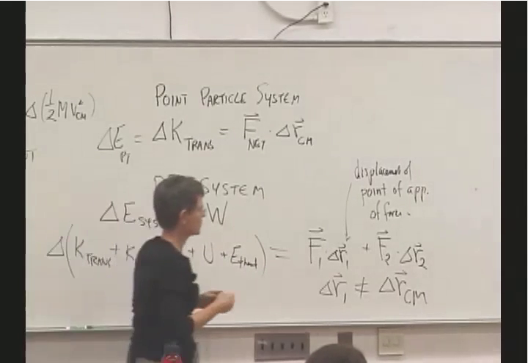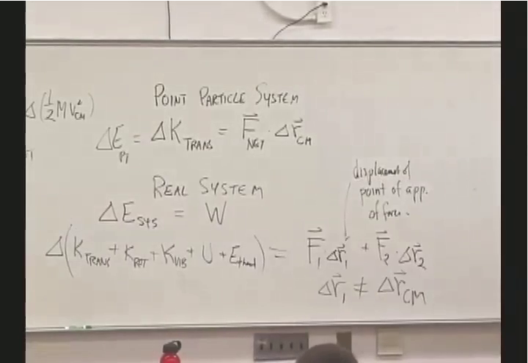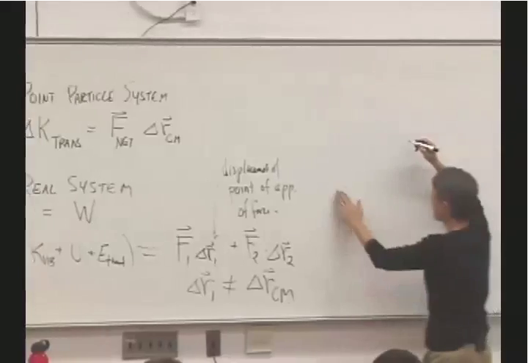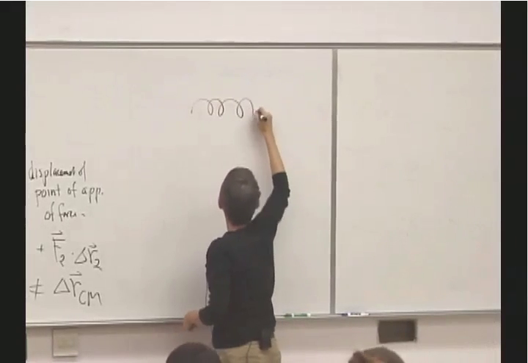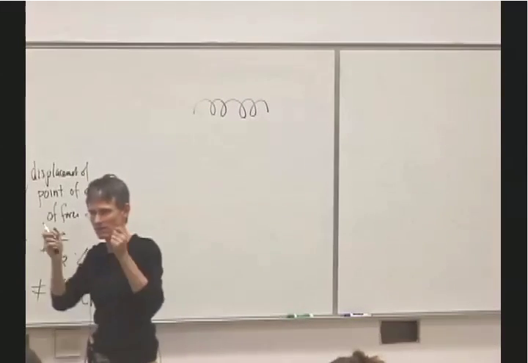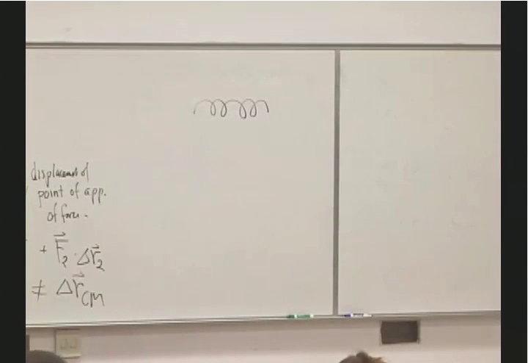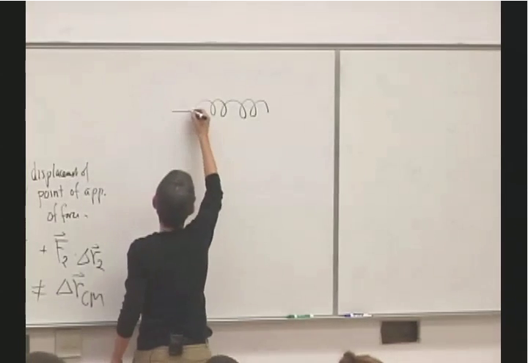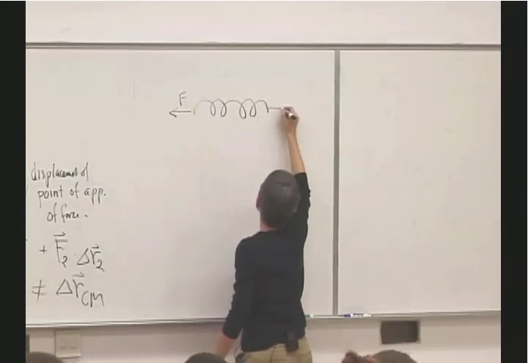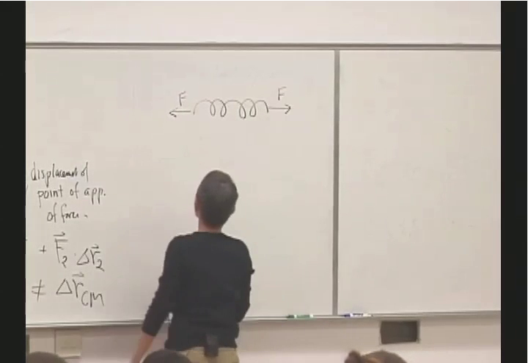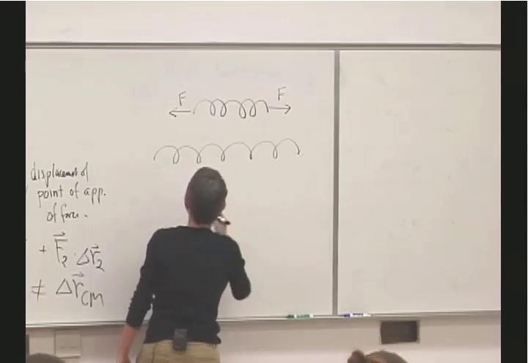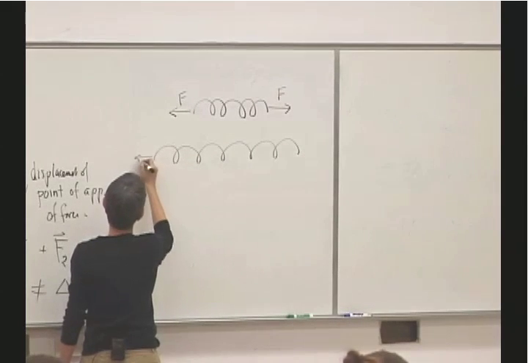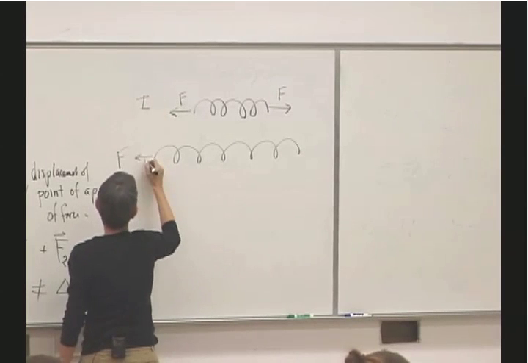And here's a simple example, and I meant to bring a spring in to show you, but suppose we take a spring. Okay, so here's our spring. It's unstretched. And we'll take the spring as the system. And what we're going to do is pull on this end with a force F and that end with a force F. And we're going to stretch the spring. Okay, so we get to here. So this is the initial state, that's the final state.